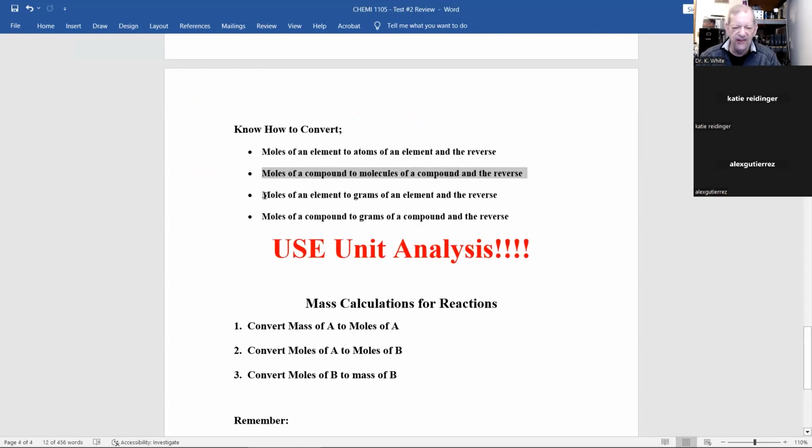Now let's look at the next 2 ratios dealing with moles. A mole of an element says how to convert a mole of an element to grams of an element, and in reverse, a mole of a compound to grams of a compound, and in reverse. I like compounds better than elements, so let's do this one.